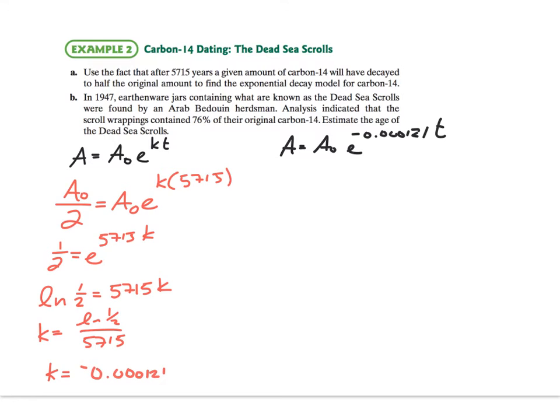So in part B here, they want to know how, in 1947, a jug found the Dead Sea Scrolls, and they figured out that the wrappings contained 76% of the original carbon. Okay, so they want to know how old are the scrolls. So 76% of the original, when I substitute that in for A, that translates into 0.76, because that's the decimal value for 76%.